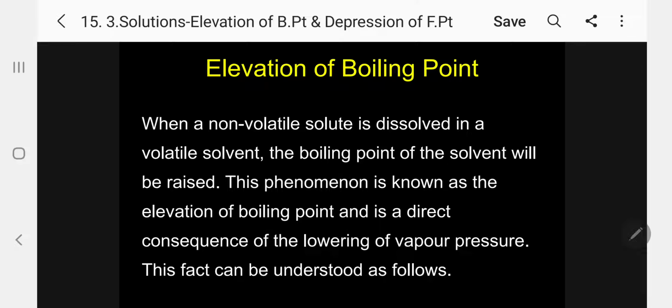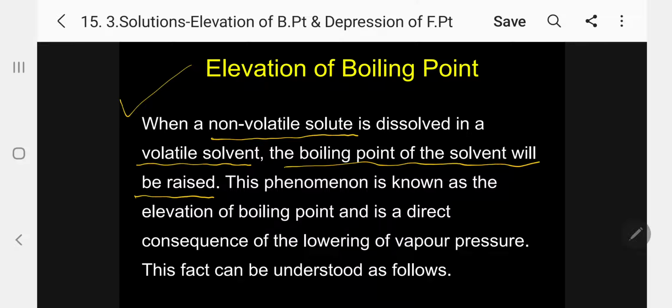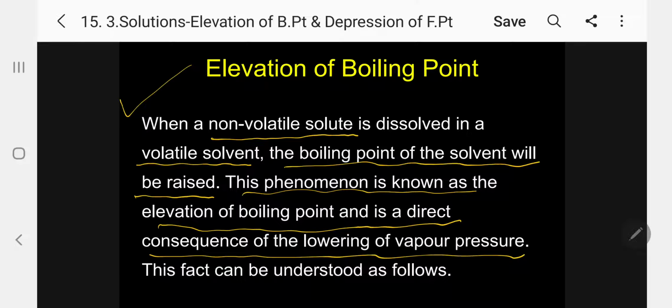Continuing with elevation of boiling point, kindly follow. When a non-volatile solute, normally a solid, is dissolved in a volatile solvent, the boiling point of the solvent will be raised. This phenomenon is known as elevation of boiling point and is a direct consequence of lowering of vapor pressure.